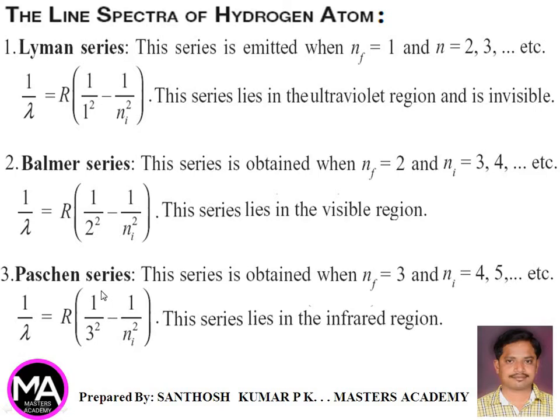Third series, Paschen series. It is obtained when an electron makes a transition from a higher energy level to the third level.